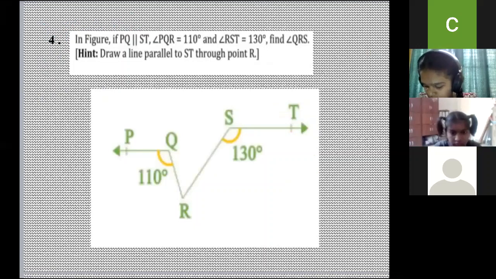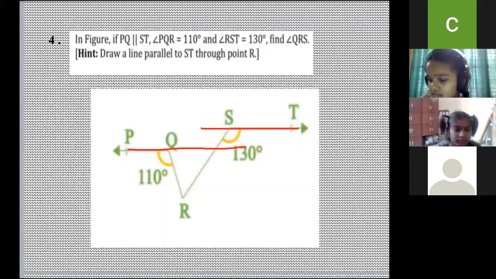In this figure, if PQ is parallel to ST, so what is given? PQ is parallel to ST, and angle PQR is 110 degrees. Angle RST is 130 degrees. Find angle QRS.